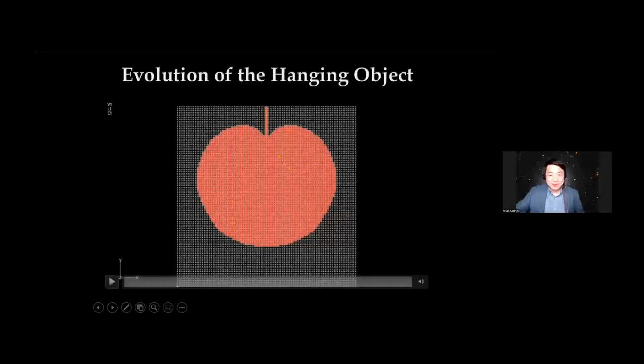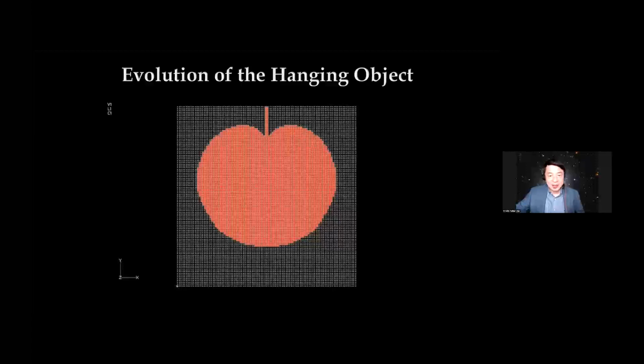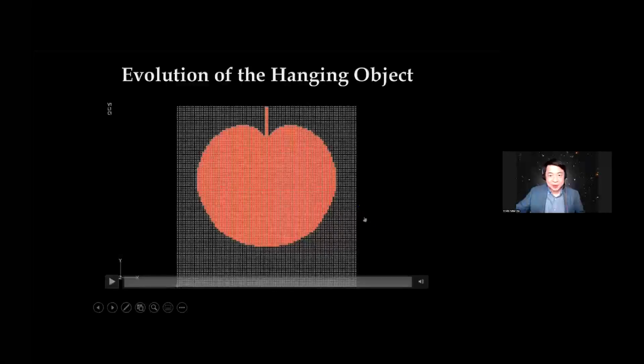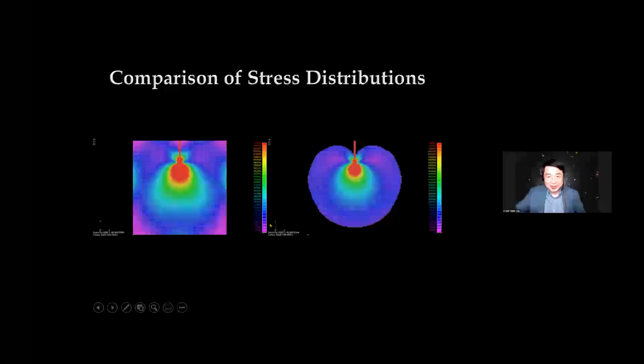And this apple shape is pure coincidence, because biological material like apple or other things like trees, they grow in a very complex way. We are getting this shape because we are using a certain design criteria. In this case, we are removing the least stressed material. So in the new design, we are getting a shape with uniform stress distribution on the surface.